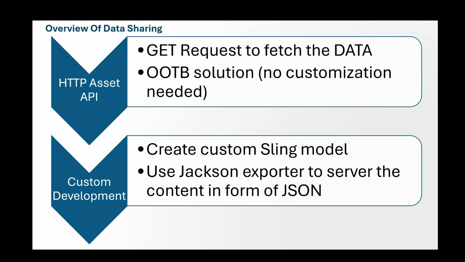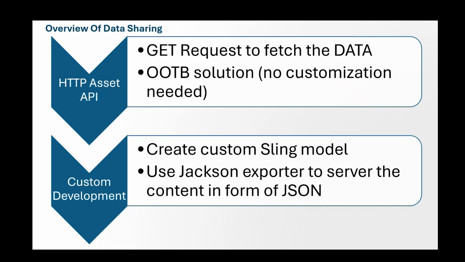The next method will be custom development, where you can create your own set of content which sits on top of your content fragment, but instead of exposing all the content you can limit the content that you want to expose. For that you need to write your own custom Sling model and use the JSON exporter API, which is again exposing the content in the form of JSON, but in your control.